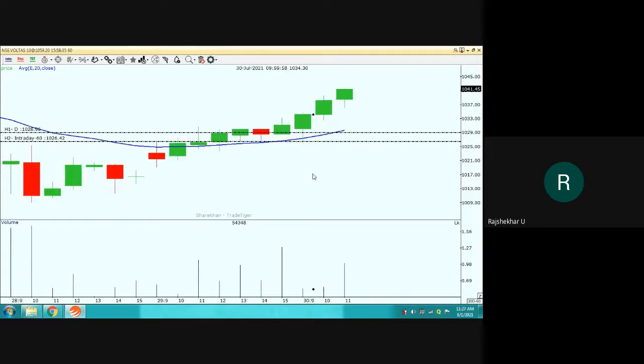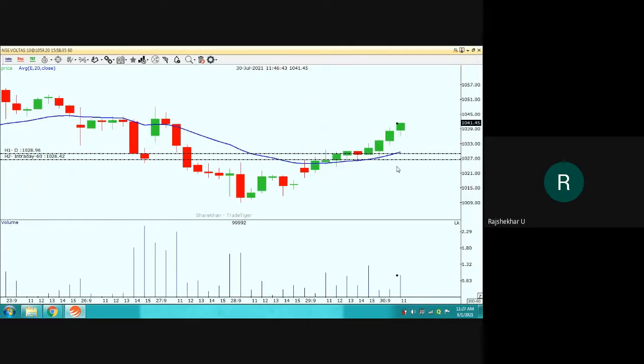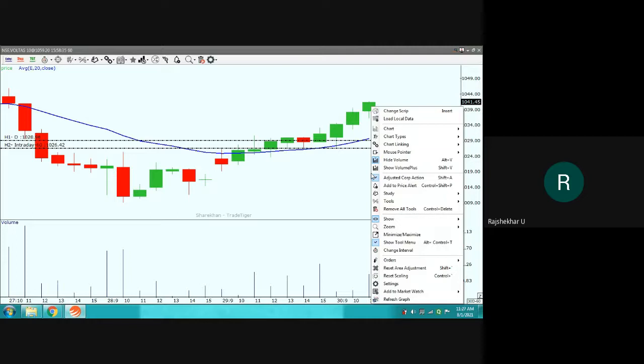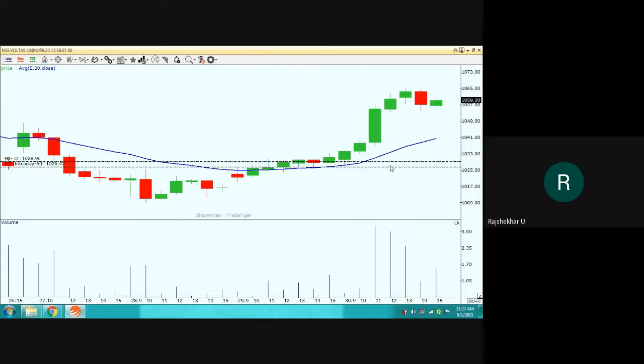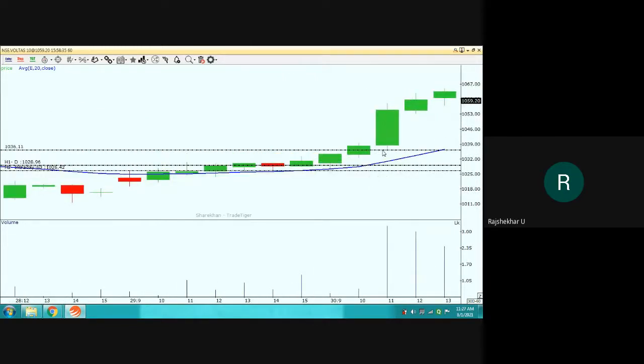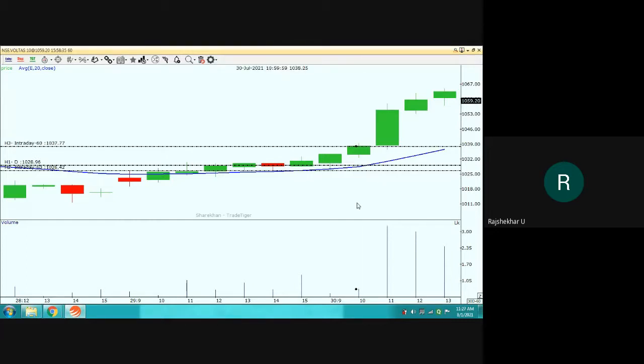Okay. When the call was given, the stock was trading near 1038 something. I don't know exactly. Wait, I'll refresh the graph. There is some error. When I gave the call, the stock was trading near 1038.37. Means this is the reference line for me. I saw the volumes with, this was the candle. I saw the volumes. Now I have given the call at 1038. So this is the reference line. We gave the call on this candle, this one.